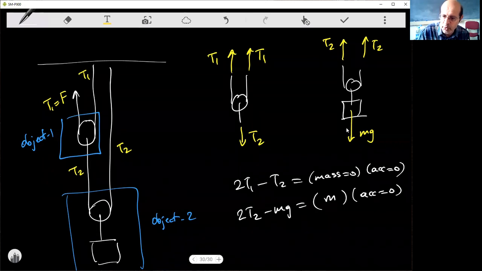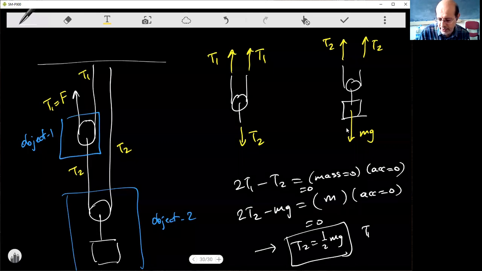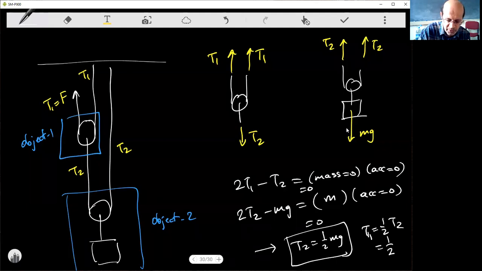I don't care if it is moving upward or downward. There's no difference between them. So therefore, the right-hand side is equal to 0 for both cases, which means T2 is equal to 1/2 of mg, and T1 is equal to 1/2 of T2. So therefore, that's equal to 1/4 of the mg. That's basically in the corner, so I'm just going to write somewhere else actually.